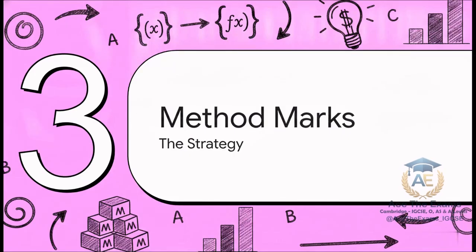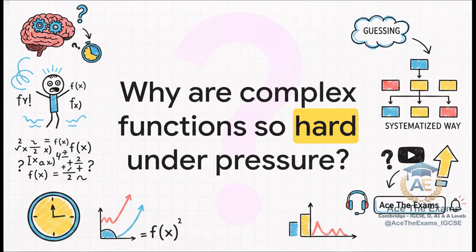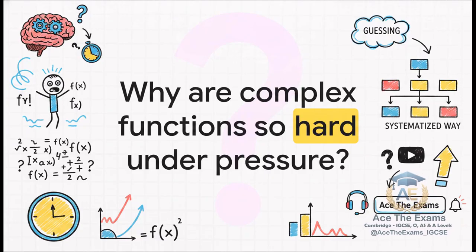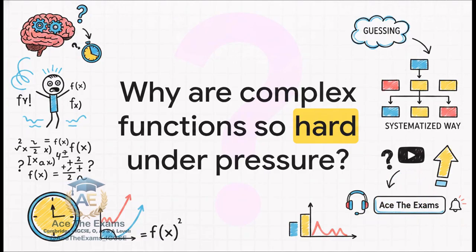Section 3, the method mark strategy. Now we're talking about the real secret to exam success. This is where you actually win your points. In the Cambridge marking scheme, you need to understand that not all marks are created equal. You have B marks, which are awarded for a correct independent statement. You have A marks, which are given for absolute accuracy in your final answer. But the most valuable currency on our trading floor is the M mark, the method mark.